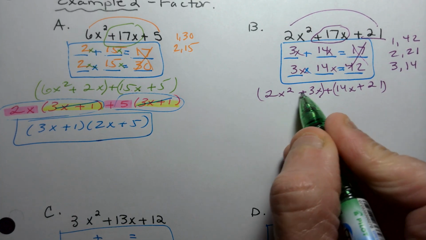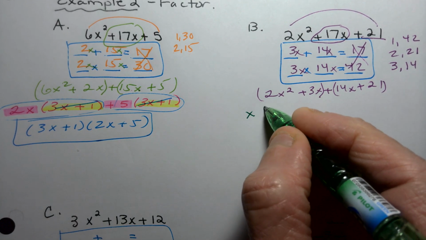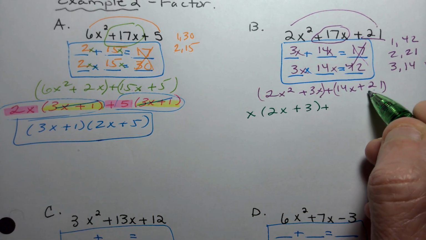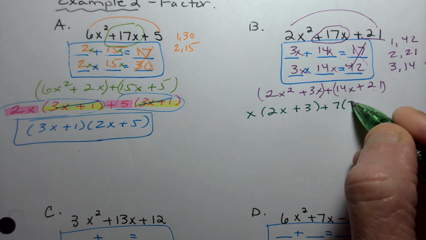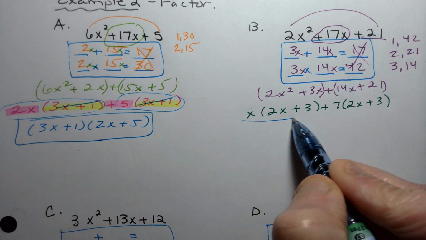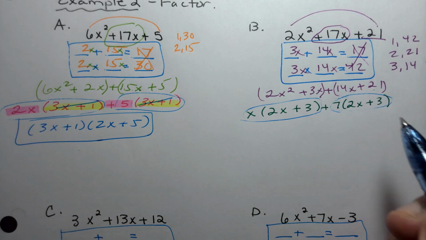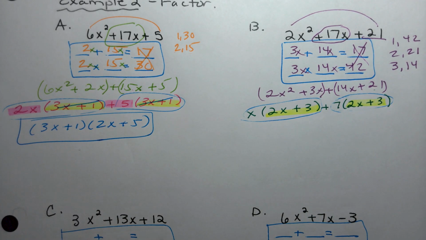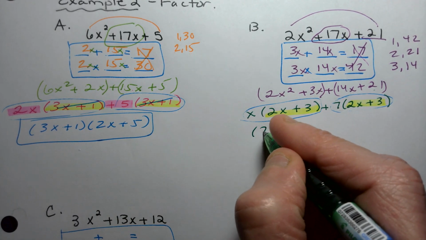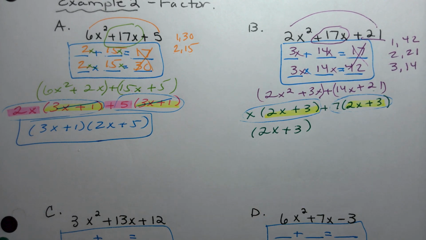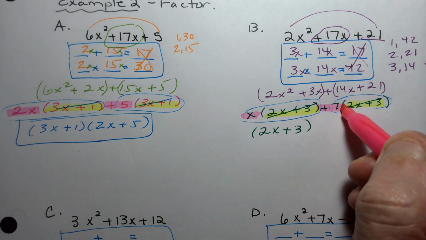I can take out nothing with the 2 and the 3, but I can take out an x. So I'm left with 2x plus 3. I can't take anything out with the x, but I can take a 7 out. I see my two big groups. And I also see that my parentheses are the same. So I can take out the 2x plus 3 times what is left? X plus 7.